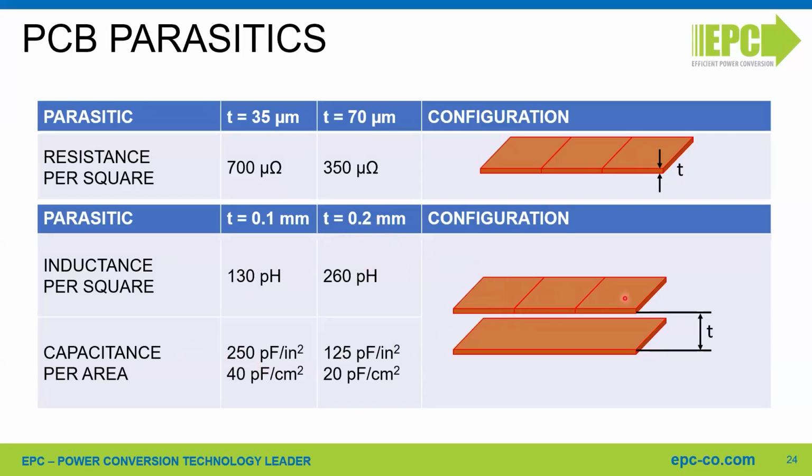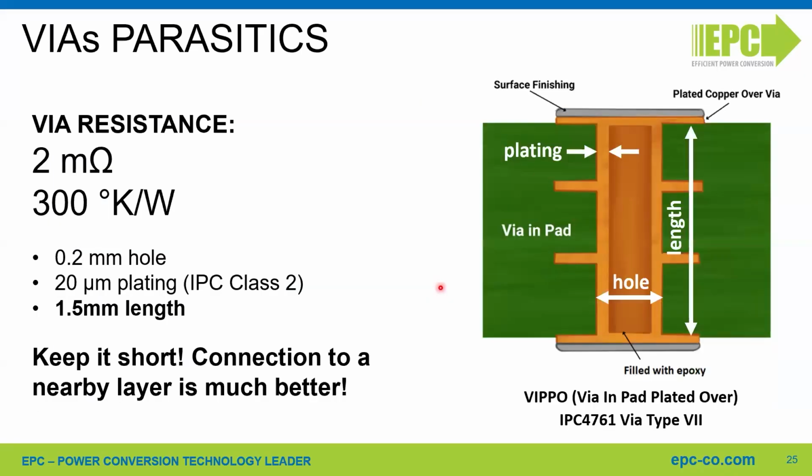And regarding the same configuration, the capacitance depends on the area of the track, and it's about 40 picofarad per square centimeter or 20 picofarad per square centimeter.